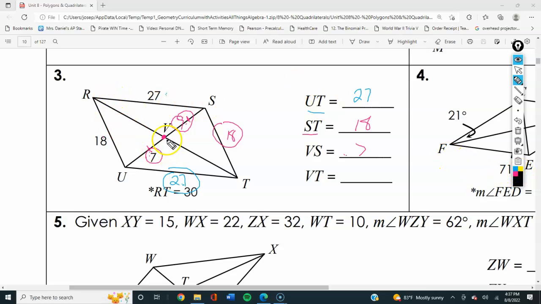What about VT? Here it tells me this whole thing is 30, right? Now, diagonals bisect each other. So if the whole thing is 30, half of 30 is 15, because each of these has to be 15.